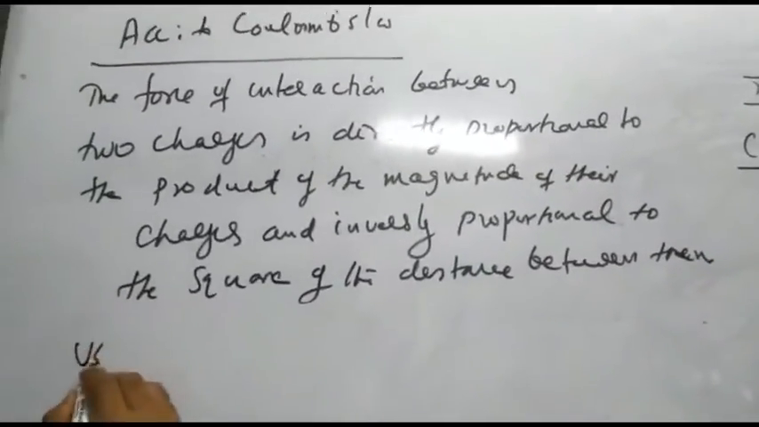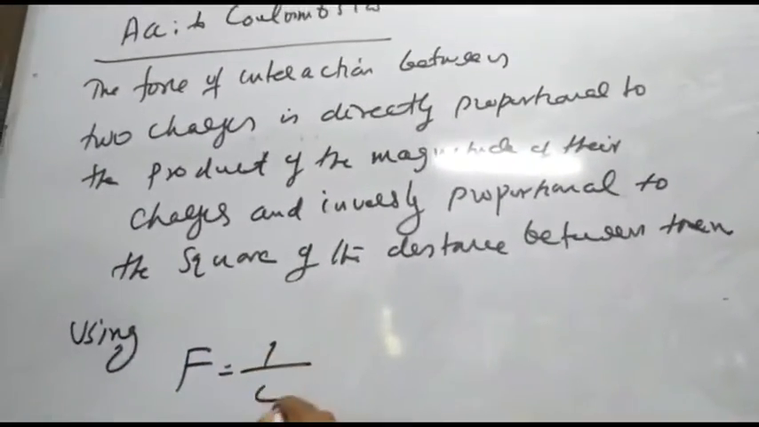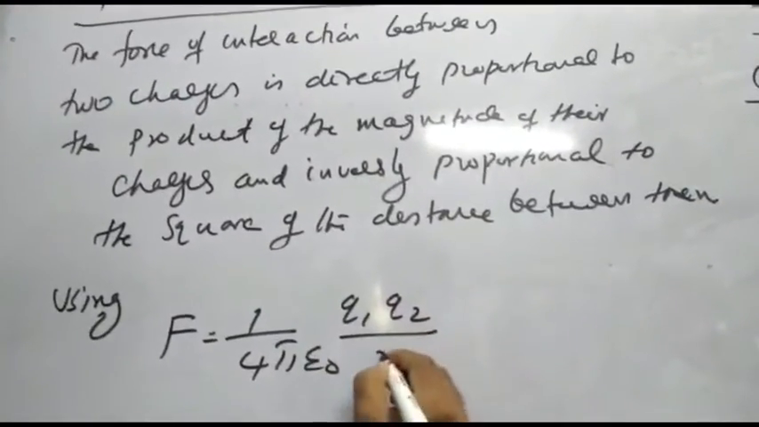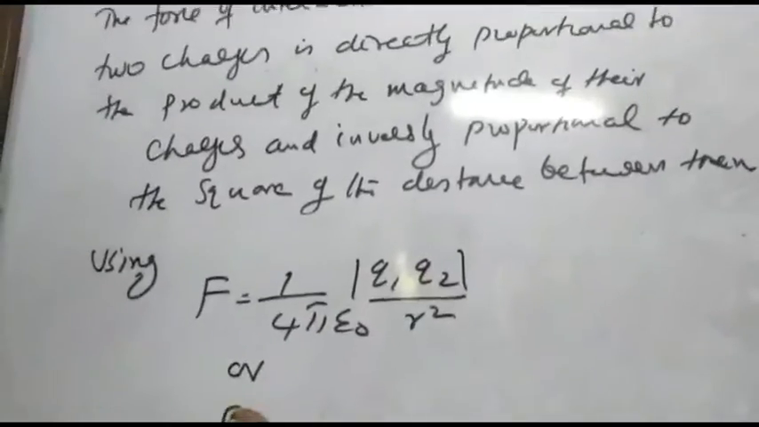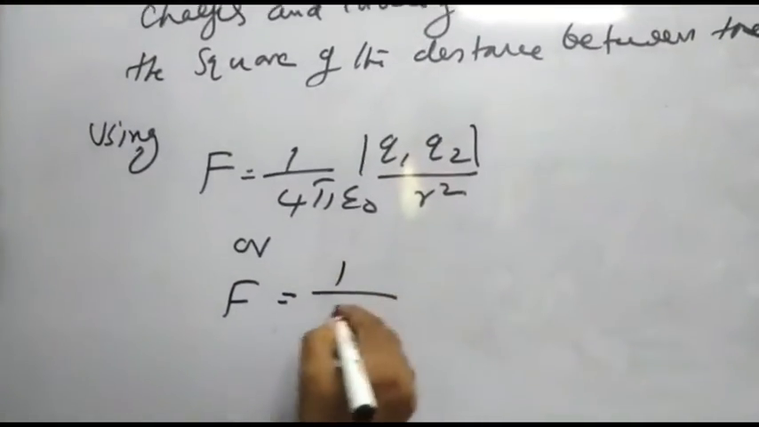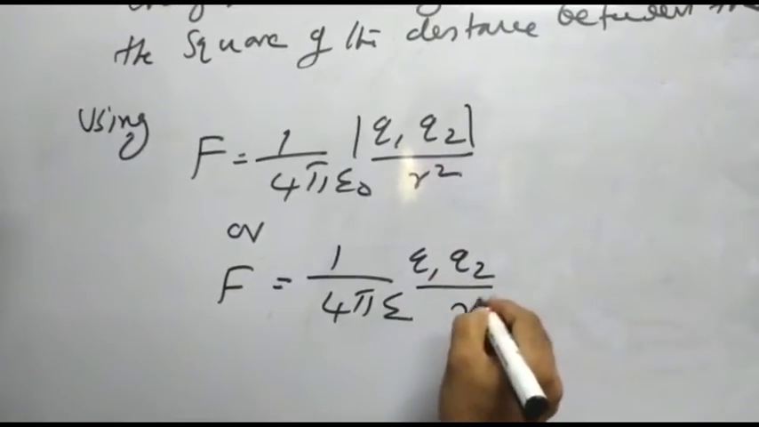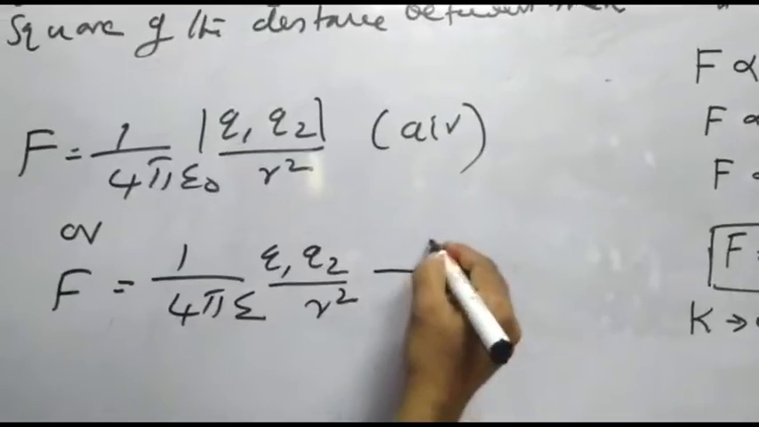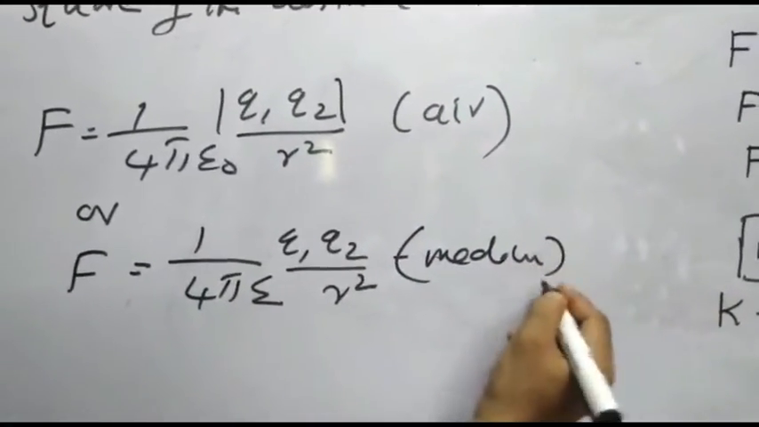So, using the equation, it can be expressed as F equal to 1 by 4 pi epsilon 0 q1 q2 by r square, or F is equal to 1 by 4 pi epsilon q1 q2 by r square. This is for air, and this is for a medium. Okay.